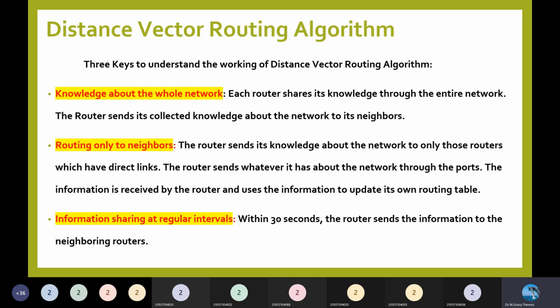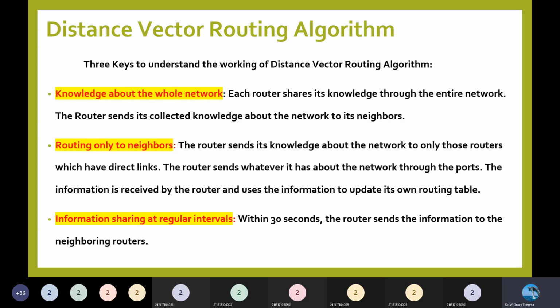Okay, so these are the three keys to understand. Based on what I said, what is distance vector? The three key ideas in distance vector routing algorithms. First, it has to have knowledge about the whole network, because only when it knows the whole network can it share and update its routing table, right?